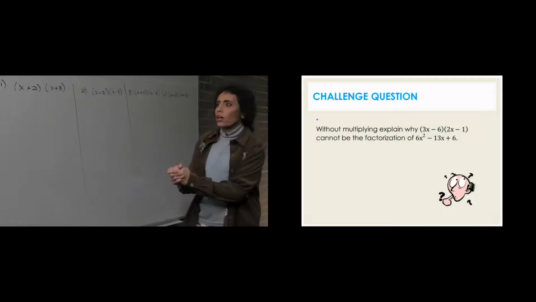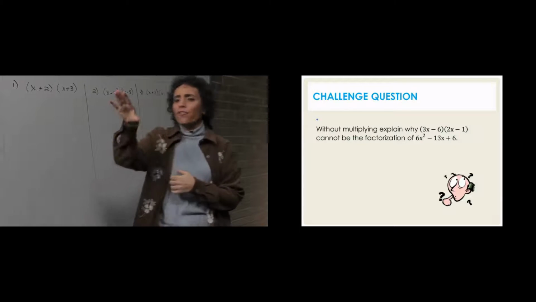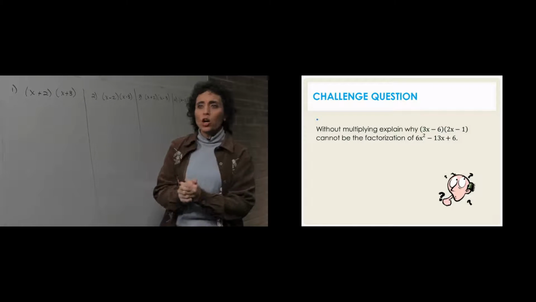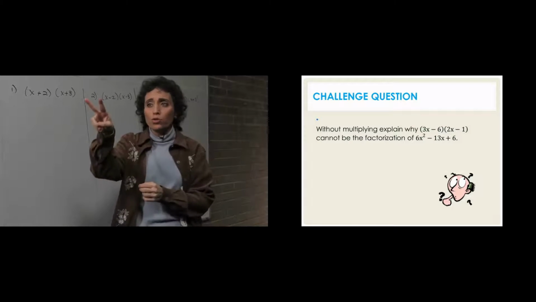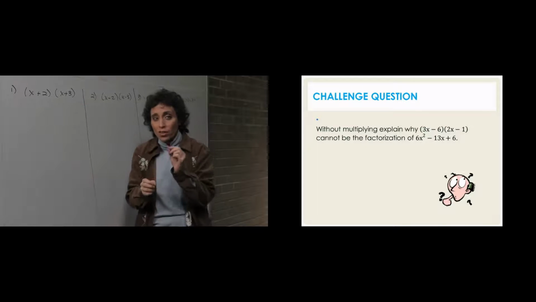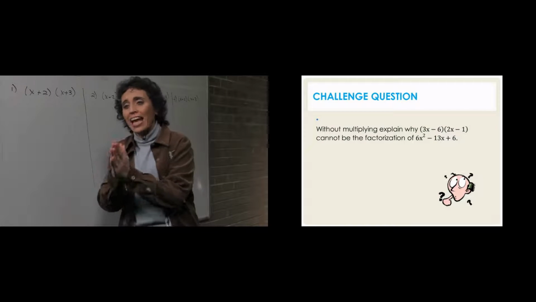All right. Beginning of lesson 2, mod 10. Here's the deal. The first question, the challenge question, if you can see the little guy, he's questioning this. We want to know, without multiplying, explain why those two factors cannot be the factors of that trinomial given. The whole point of this section is to be able to look at things and tell, can they be factors or can't they, and how to check.